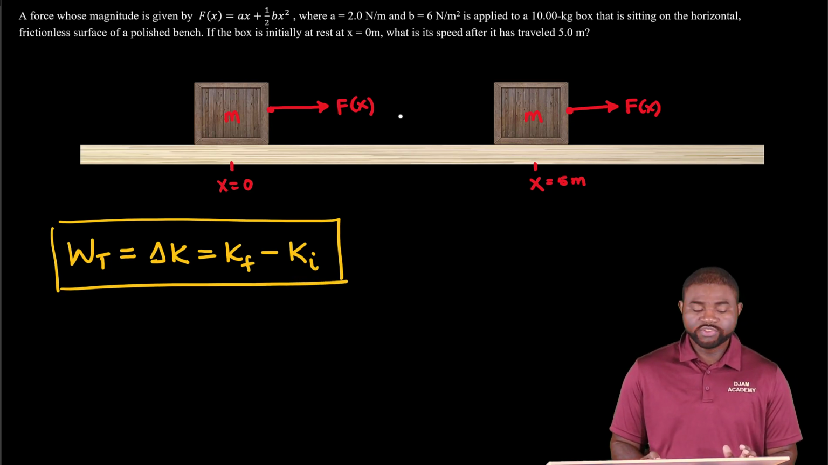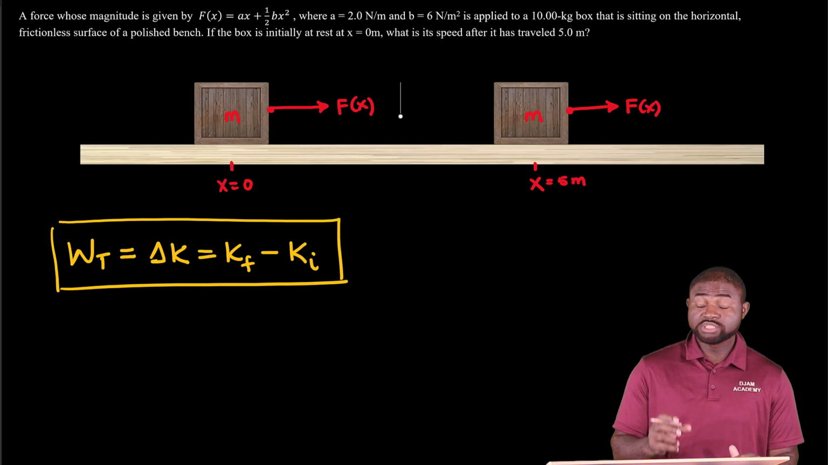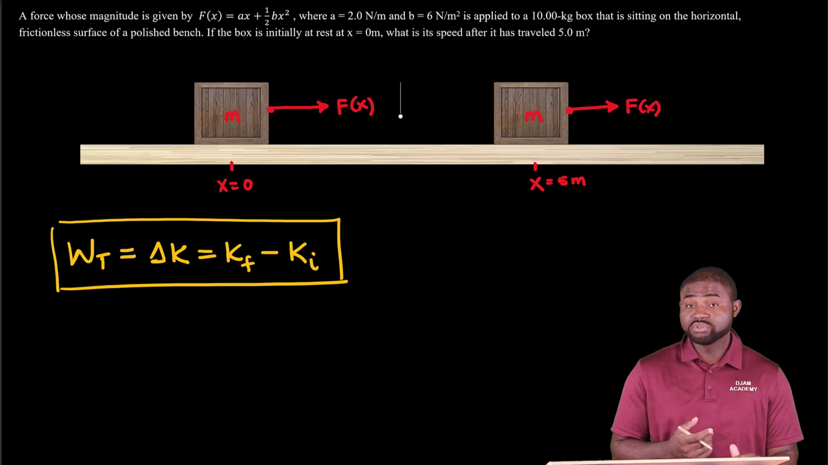So the question says a force whose magnitude is given by F equal to Ax plus half Bx squared, where A and B are positive constants, is applied to a box of 10 kilograms that is sitting on a horizontal frictionless surface of a polished bench. If the box is initially at rest at x equal to 0, what is the speed after it has traveled 5 meters?